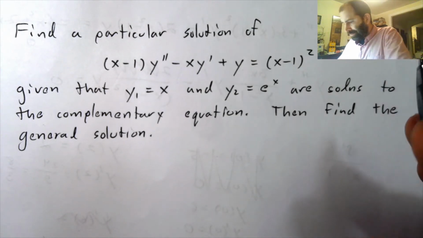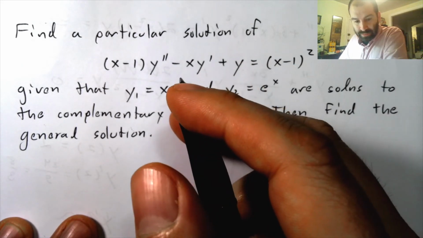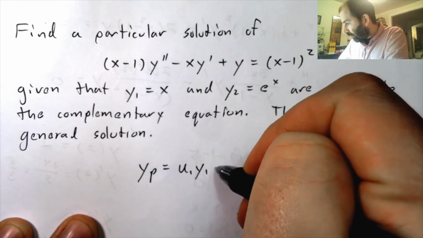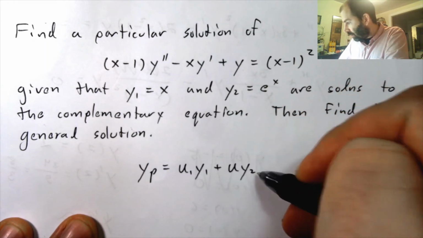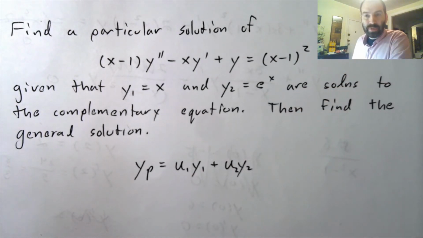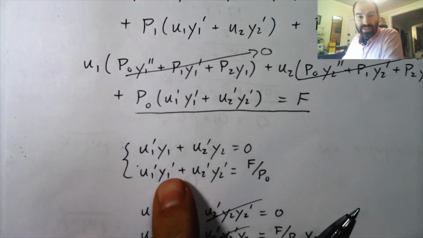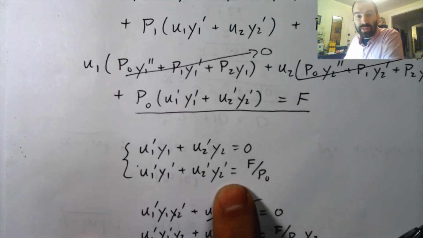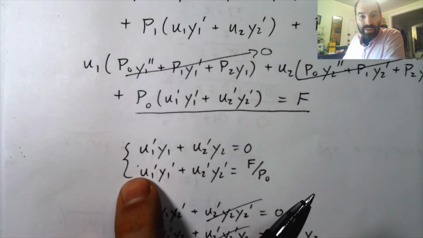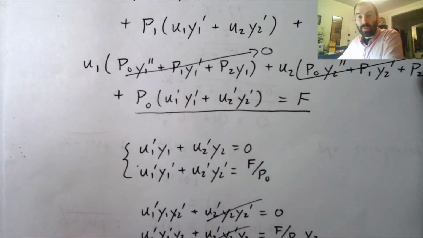We said that we are going to take our particular solution to be u1 times y1 plus u2 y2. Nope, I forgot my subscript 2 there. And what we had, if you recall, was a system of equations that we needed to solve. Okay, this is the system. This first thing was the assumption that we were going to make, right? And then this one was the thing that we derived based on that assumption. So we're going to write this down.